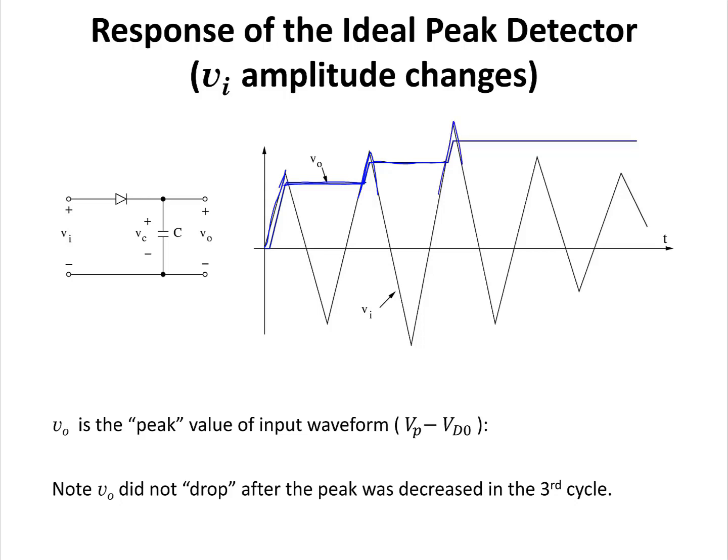The third peak comes, and that's greater than the second peak, and V out is going to be equal to the value of the third peak minus VD naught. The fourth peak, here this peak is less than the third peak, but the value of V out does not change because the diode cannot turn on anymore.